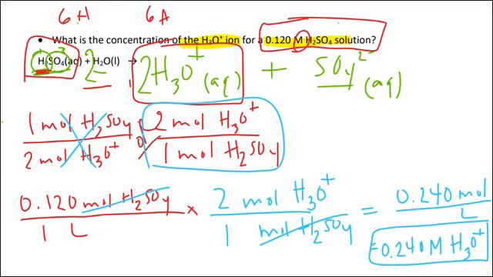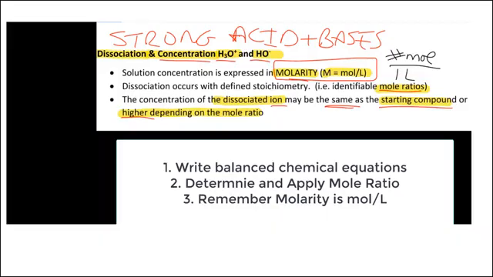And so all of these examples have been with strong acids and bases. So we can see that the concentration of these hydronium ions or hydroxide ions are either the same as what I started with, if it was a 1-to-1 ratio, or the concentration is greater for the hydronium or hydroxide concentrations, and this is again for strong acids and bases.